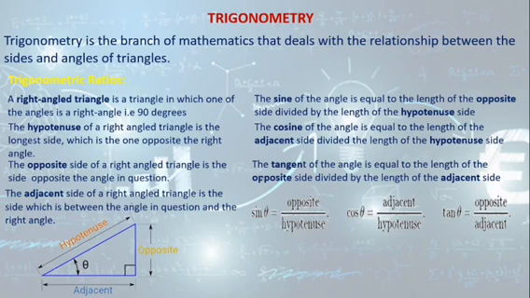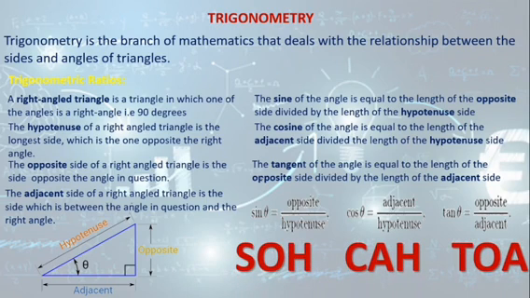And there is a mnemonic that is being used to remember these trigonometric ratios, and I'm sure you must have heard it before, and that is SOHCAHTOA. SOHCAHTOA spells sine of an angle is equal to the opposite side divided by the hypotenuse side. That's what forms the SO.